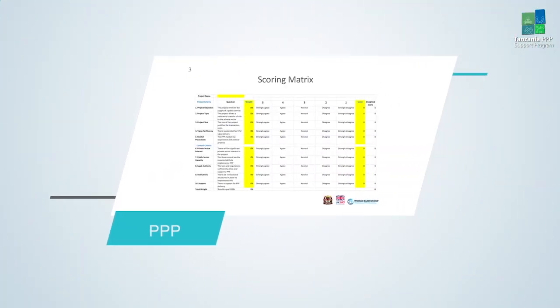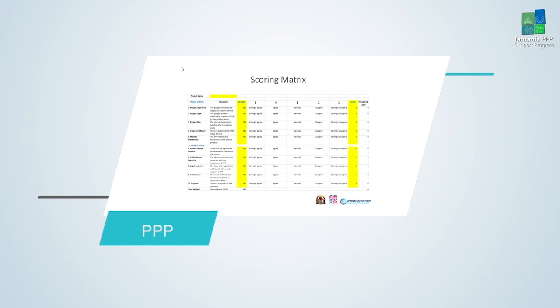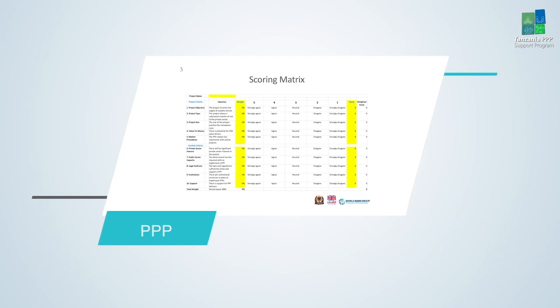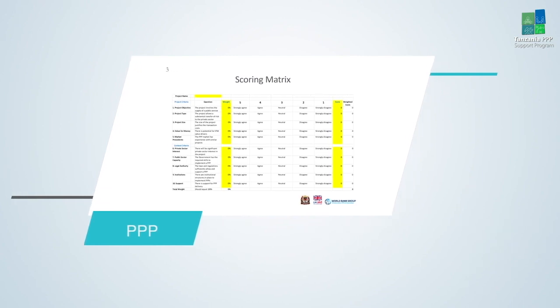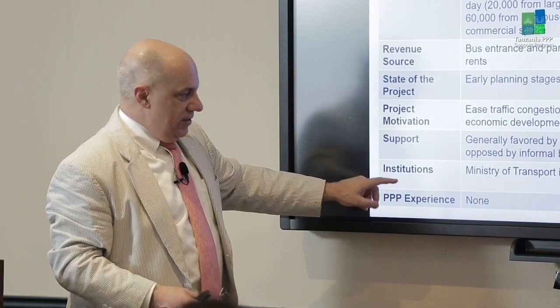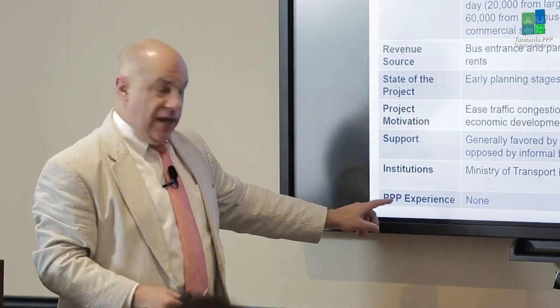We have a new bus terminal. You will see with each project, there's a description of the project. It'll talk about how large a project it is, where the revenue's coming from, where it is in terms of being developed, why it's being developed, any support for the projects, the institutions involved, any PPP experience. This could be a hypothetical country. It does not need to be Tanzania or Zanzibar.